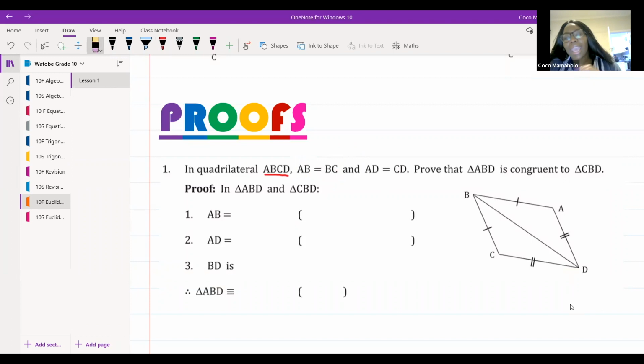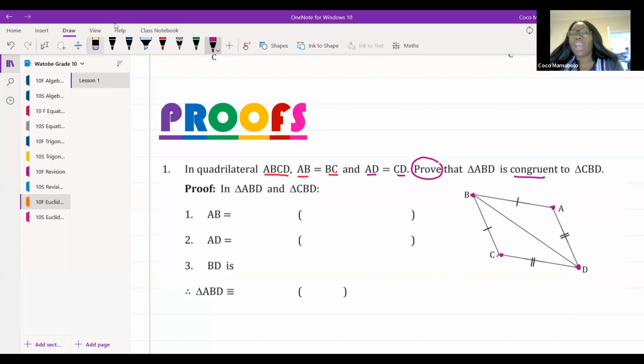So now this says AB is equal to BC. Let's make sure they've done that on the drawing. AB is equal to BC, correct? Okay, they've done that. And then they say AD is equal to CD. Let's make sure they've done that on the drawing as well. AD is equal to CD. Okay. Then it says, prove that triangle ABD is congruent to triangle CBD.